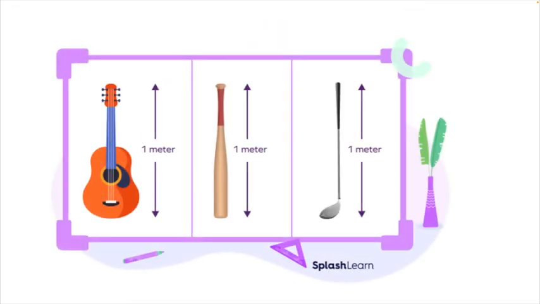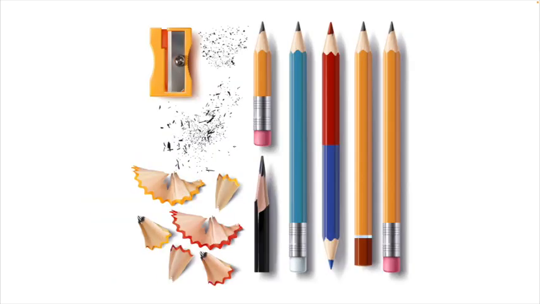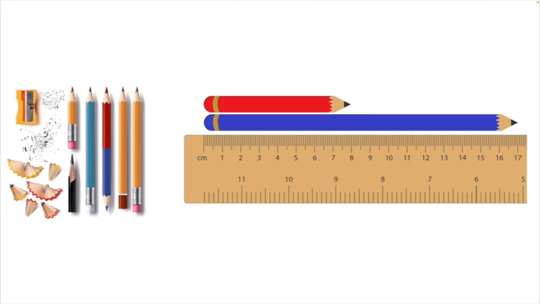Still, we can't use only meter for everywhere. For example, a baseball bat can be about 1 meter. But what about small things like a pencil or an eraser or sharpener, etc.? We can't use meter for measuring them also. So we divide 1 meter into 100 parts. Each part is called a centimeter.